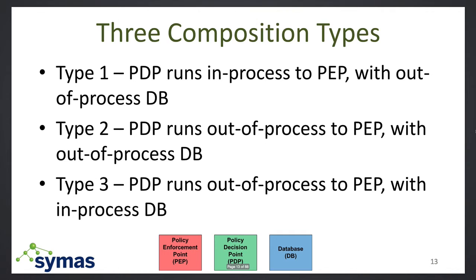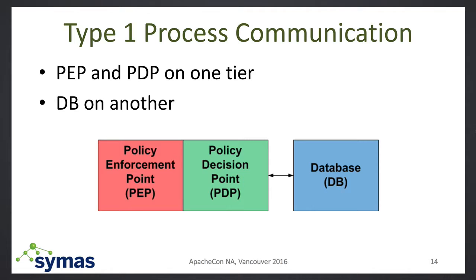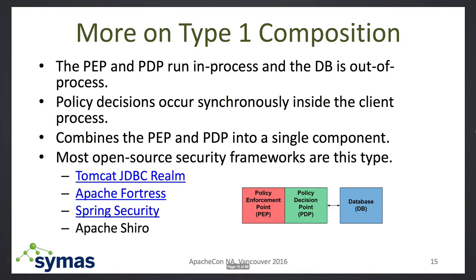So we can take these three elements and compose them in various ways. For lack of a better nomenclature, I came up with this type 1, type 2, type 3 business, just so that we can describe the various ways to put these things together. This is what Ted and I were doing that day, so that's a type 1. That's where you have the policy enforcement point and the policy decision point sitting alongside each other on one tier, and you've got the database on another. That means they're running in process and the database is out of process.